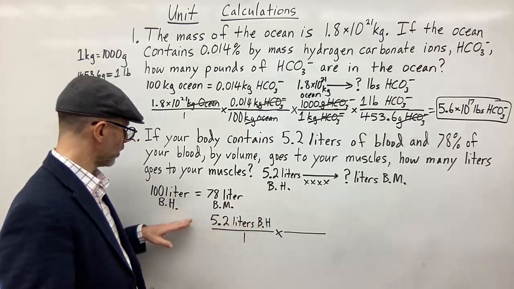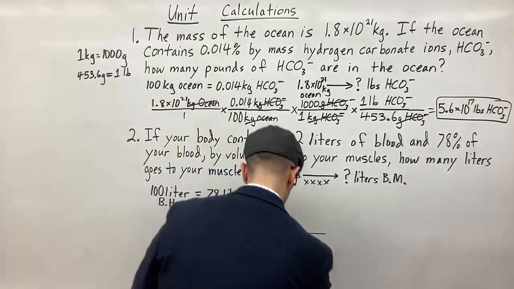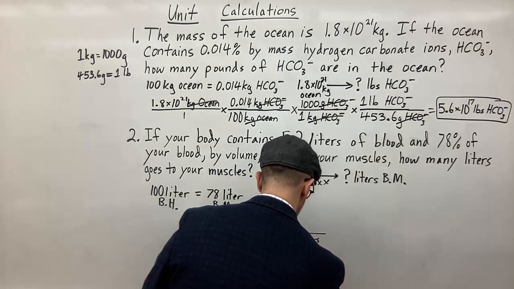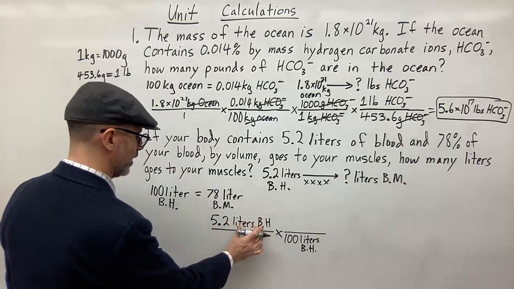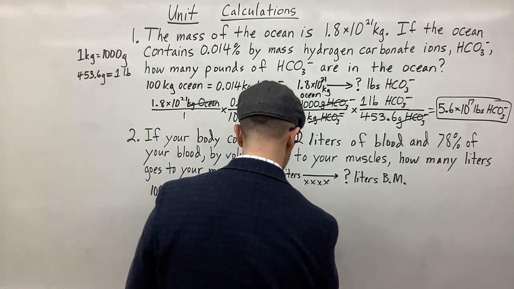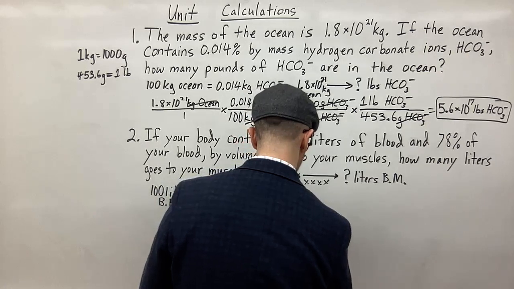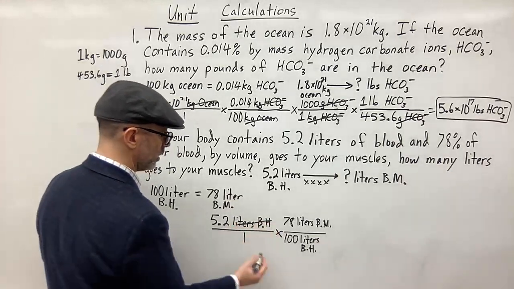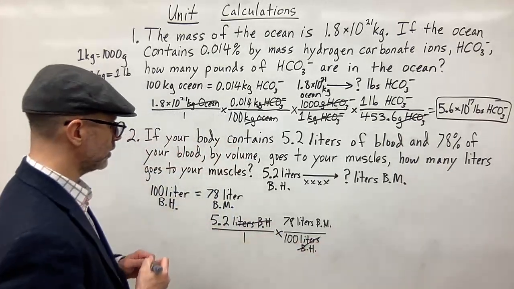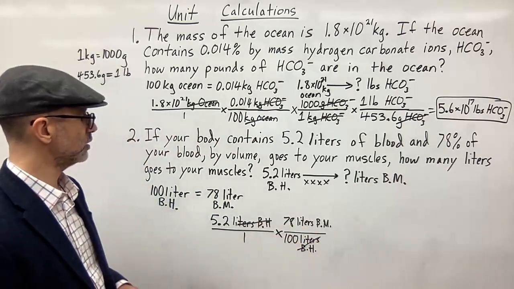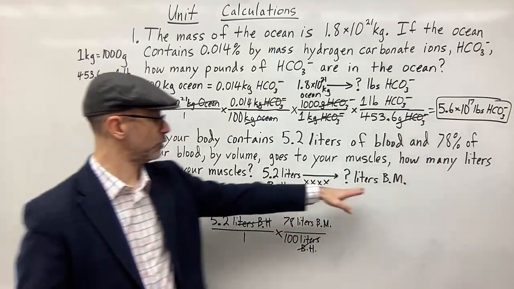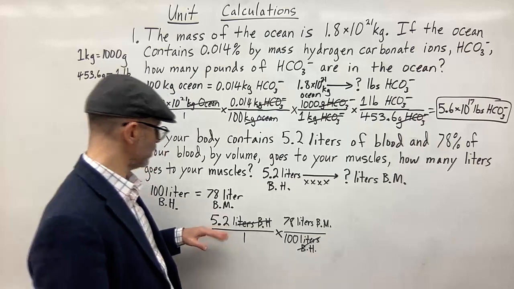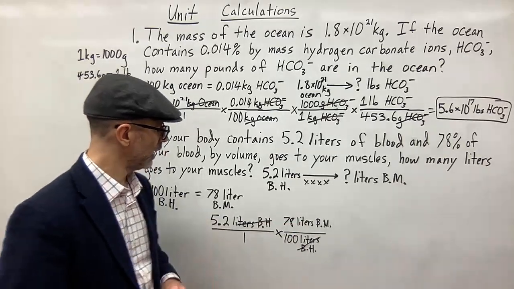So blood to the heart goes on the bottom. We're going to put 100 liters of blood to the heart on the bottom to cancel out here. And then we put 78 liters of blood to the muscles on top. So liters of blood to the heart cancels out, and we've got liters of blood to the muscles. It looks like a one-step conversion because we've got liters of blood to the muscles. That's all we needed, so we're done here. All we need to do now is multiply by the top, divide by the bottom, and we get our answer.